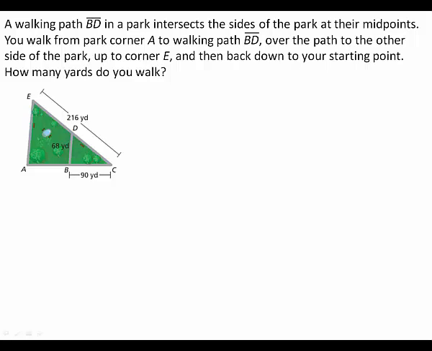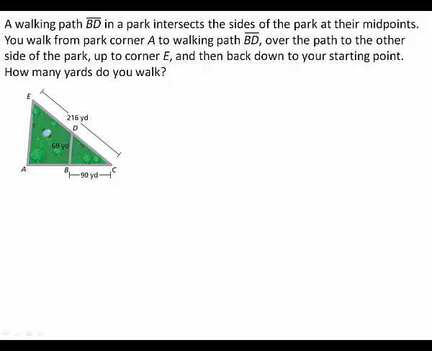From the given diagram, you know that the length of segment BD is 68 yards. However, you still need to find the distance from corner A to point B, from point D to corner E, and from corner E back to corner A.